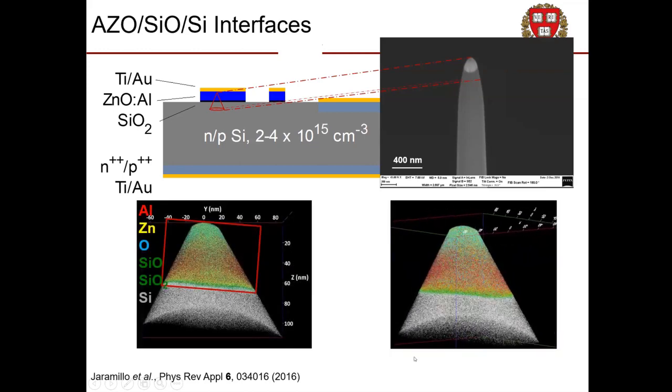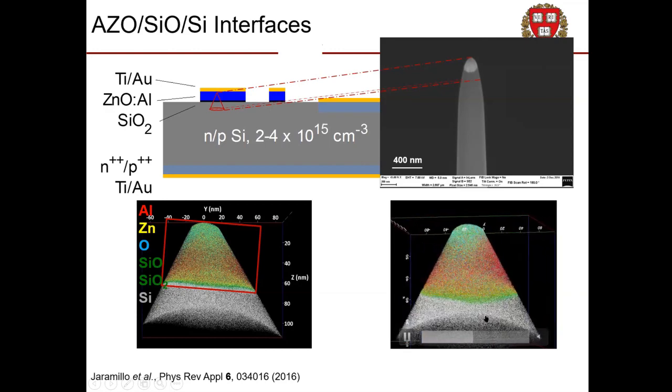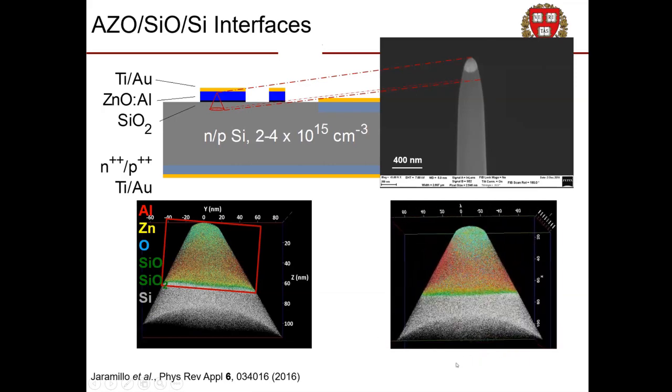And here we are spinning it as normal. Note that the interface, in this case, where the green transitions to the gray of silicon, is not level. It's not perfectly normal to the long axis of the needle. Fortunately, since this is volumetric data, that doesn't matter. We can rotate our analysis volume however we want.